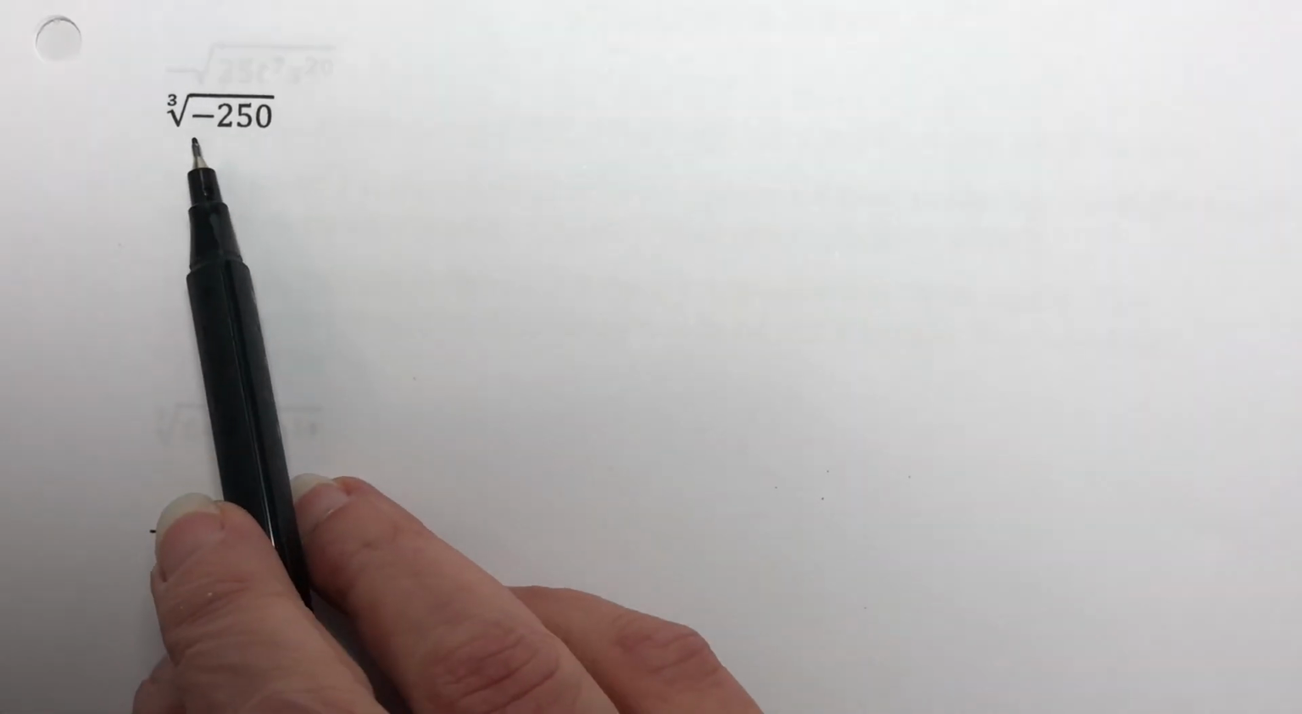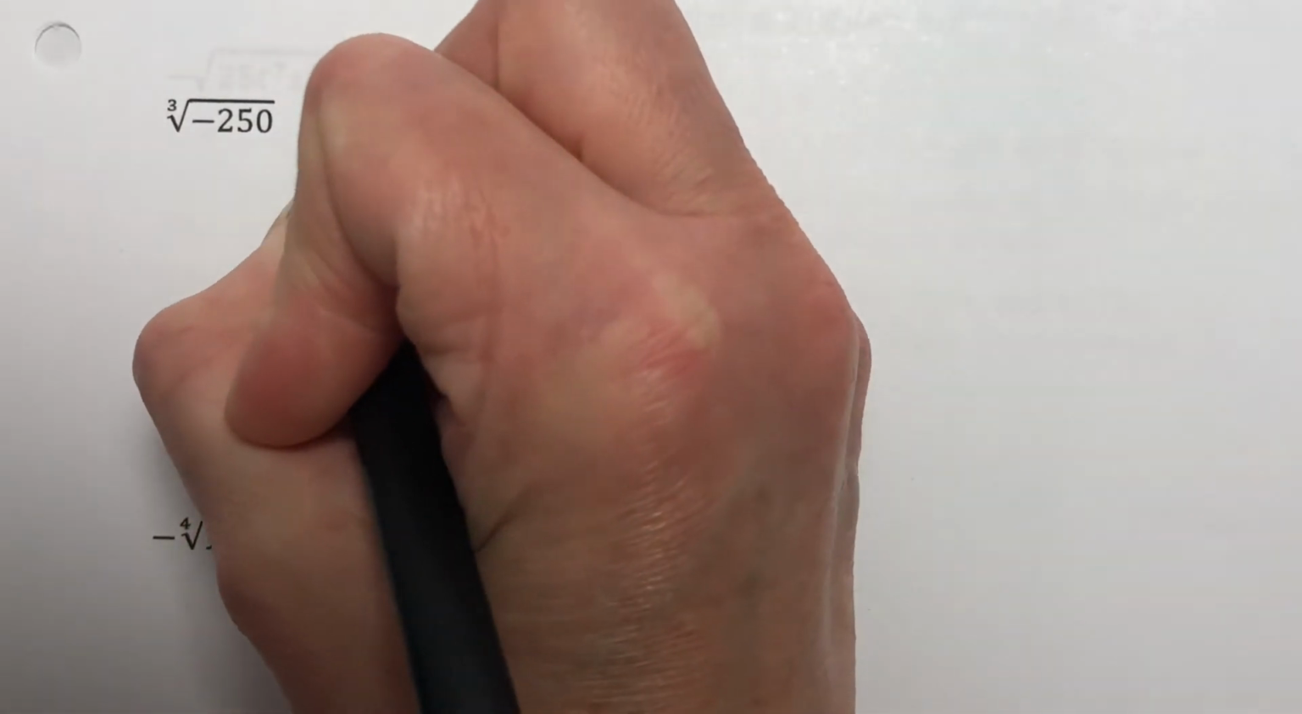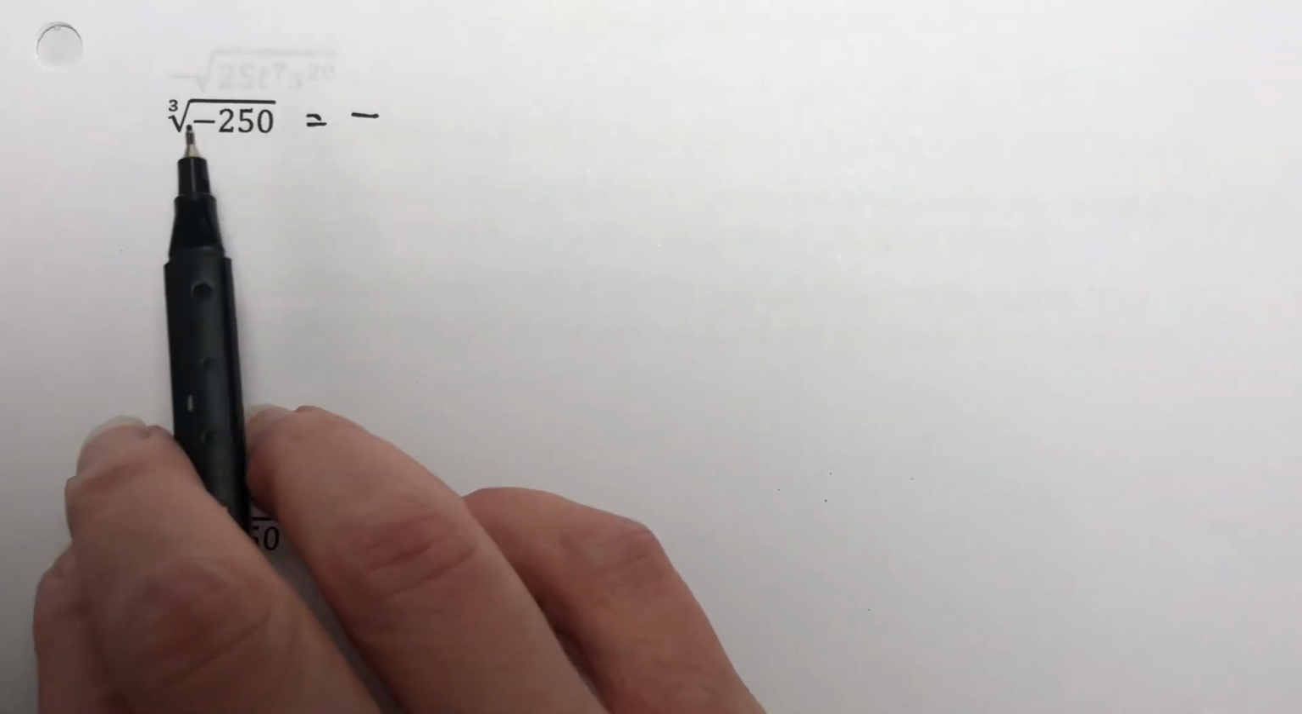I need to simplify the cube root of negative 250. First of all, I have a negative on the inside, so I need to ask myself if that's legal. This is an odd index root, so this is okay. It just means our answer is going to be a negative. If this had been an even index, this would not work. Okay, so I need to find a prime factorization of 250.